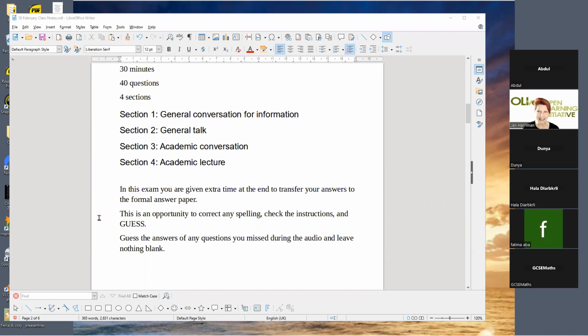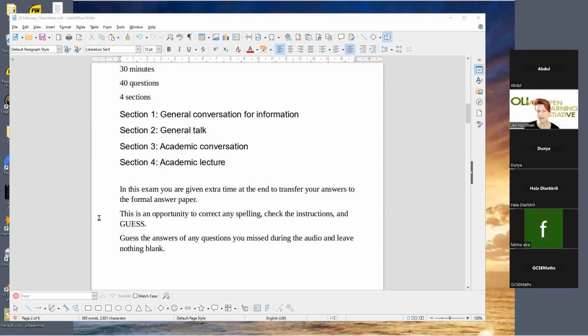Never leave anything blank, because you don't get any more points off for a wrong answer than you do for an empty slot. So if you leave the answer blank, you definitely get no points. If you make a guess at it, you might get a point. So you always want to aim for the most possible points.